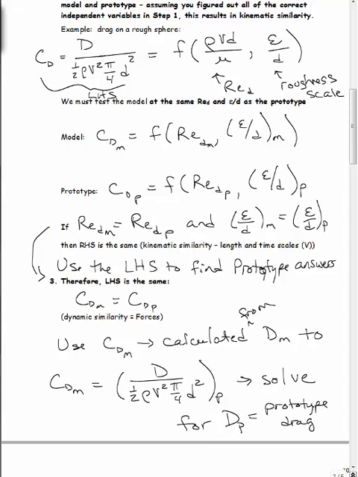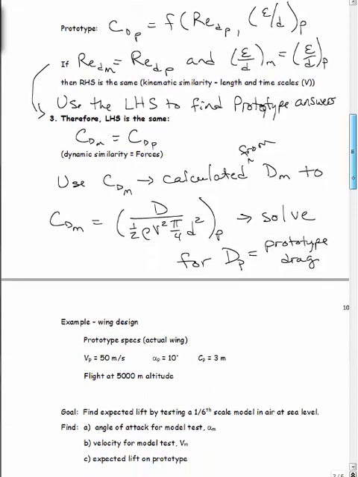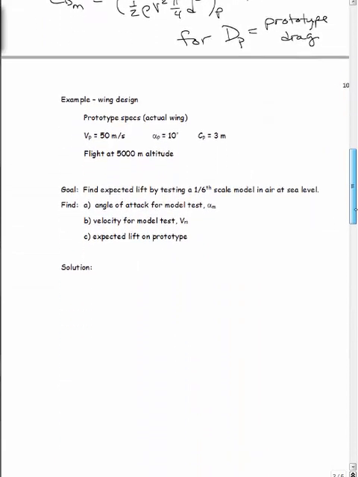So that's how you use the model test. First you set up your test so that you equate all your non-dimensional parameters on the right-hand side. Once you do that, you run the tests, and you're going to measure drag on your model, D sub M. If you have that measured drag, you can calculate CDM. If you have CDM, that means you know CDP. And from the CDP, you can calculate that prototype drag. So that's how that works. Let's do a couple examples.